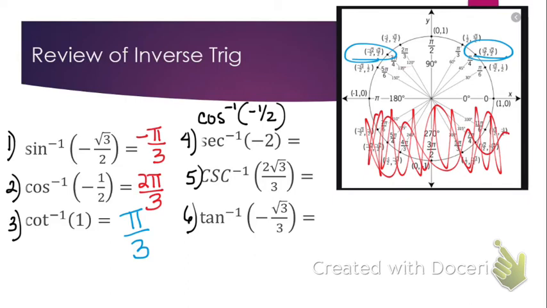So looking on your unit circle, and again, we're still in quadrants 1 and 2, where is cosine negative 1/2? Because wherever cosine is negative 1/2, secant is going to be negative 2. So cosine is negative 1/2 right here. That means the secant is going to be negative 2 because it's the reciprocal. So my answer to number 4 is 2 pi over 3.